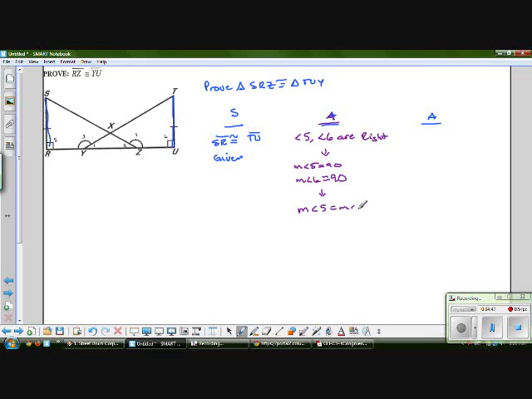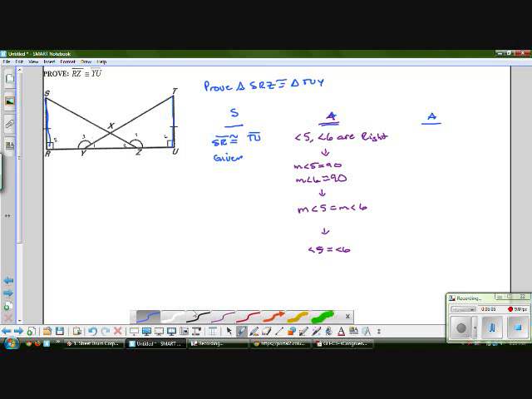Okay. And then angle 5 is congruent to angle 6. Now the only thing this is missing to make this a full proof is some justifications, but we can go back and put those in right now.